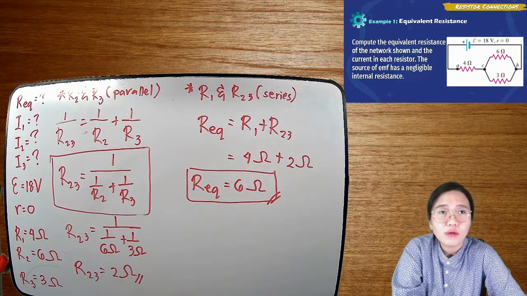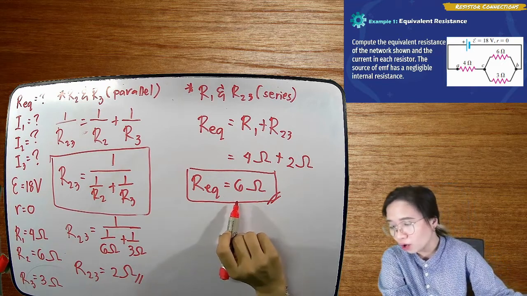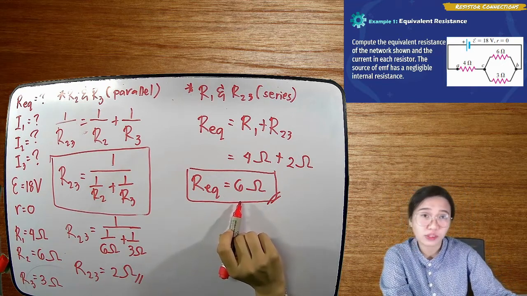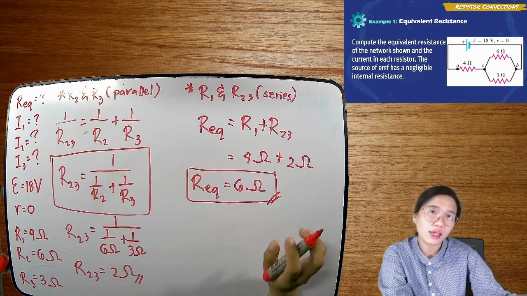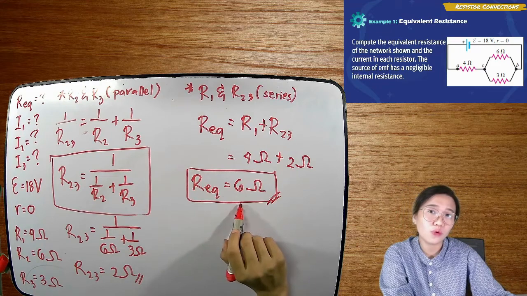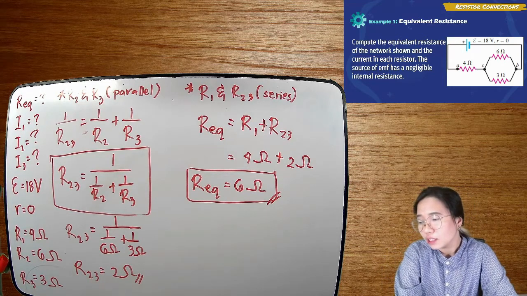So our 4 ohms, 6 ohms, and 3 ohms resistors in that network can be replaced by one resistor having this value of 6 ohms. Okay, so we can replace those three resistors with just one resistor equal to 6 ohms. So that is for the equivalent resistance.